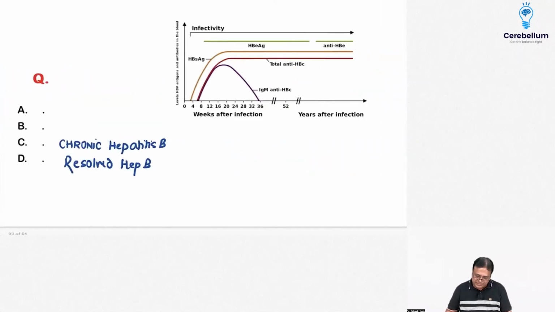Okay. This was a question we'll go with medicine. Diagram was this, I can tell you. This is seen in chronic hepatitis B and resolved hepatitis B both. Depending on the diagram, you can see anti-HBe has appeared. So in case it is chronic hepatitis B picture, then it will be definitely with no longer infectivity, because now the person will start improving.